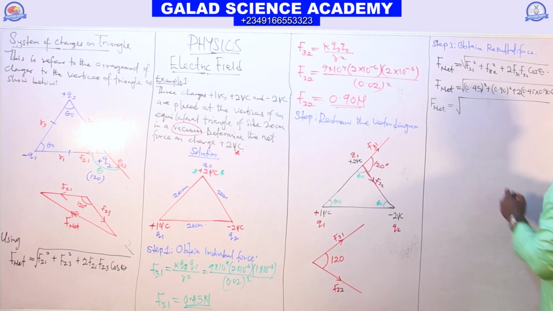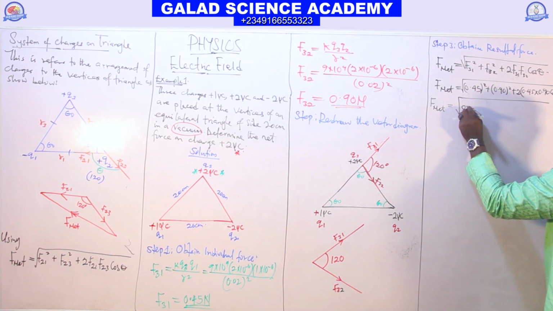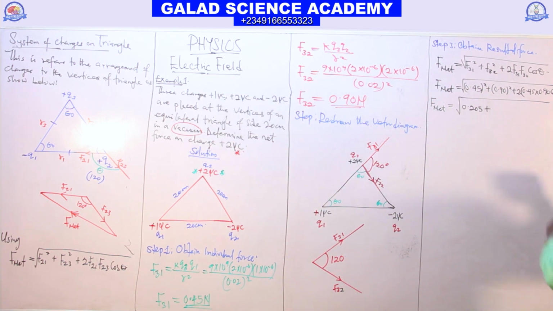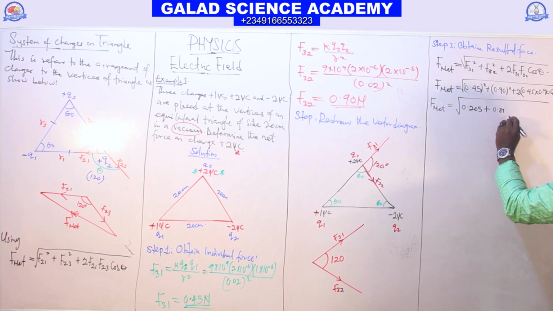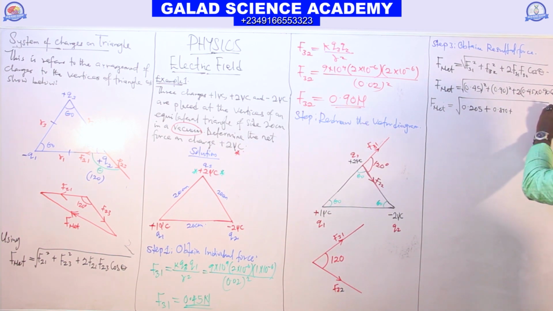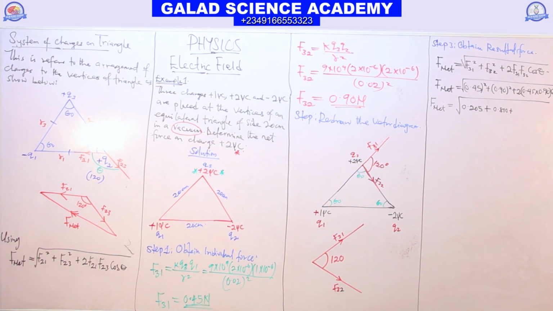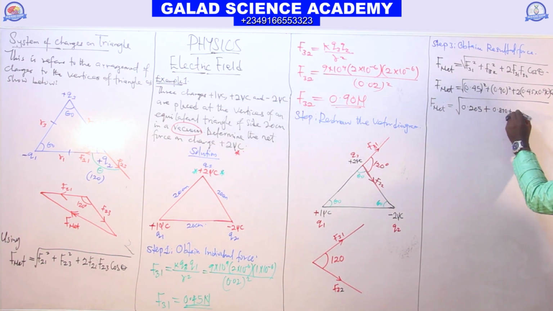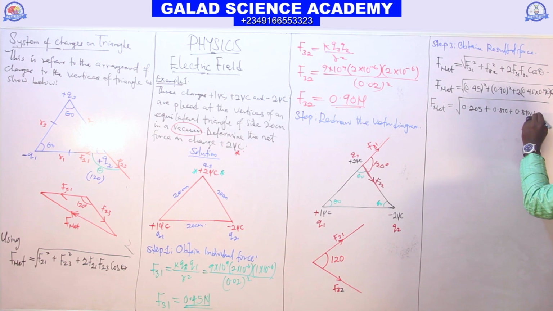The net force is supposed to be what? Press the square of 0.45, which gives us 0.2025. Yes. The square of 0.90 gives us 0.81. Then multiply this with cos 120: 0.45 multiplied by 0.9 gives 0.405, and cos 120 gives us minus 0.5 of this.